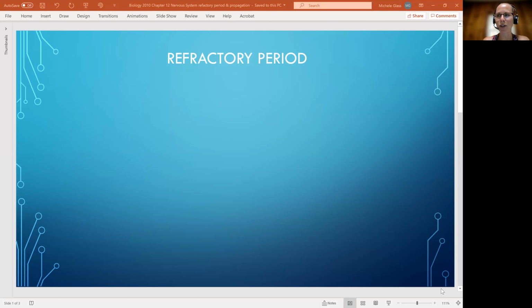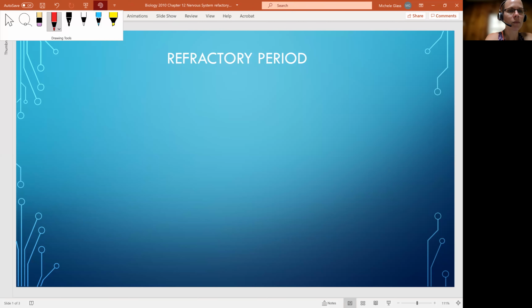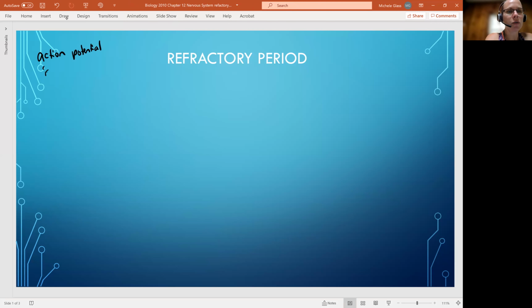We're back with chapter 12, and now we're ready to pick up a few more details about that action potential. What we're picking up on here is the idea that the action potential is unidirectional.